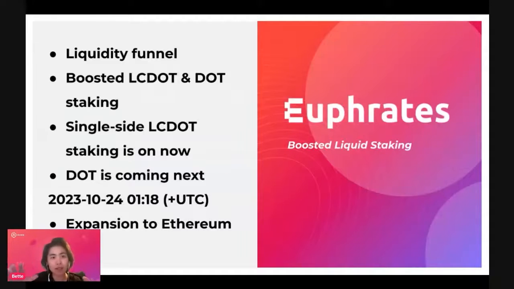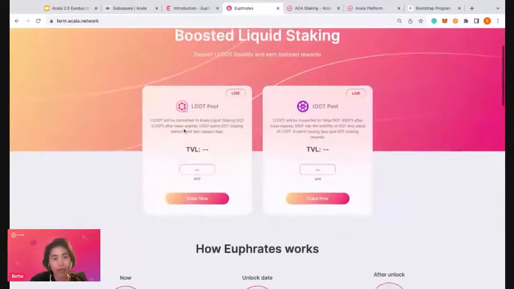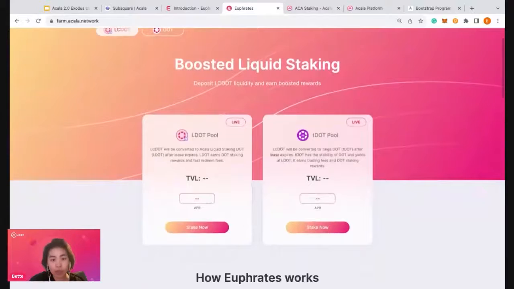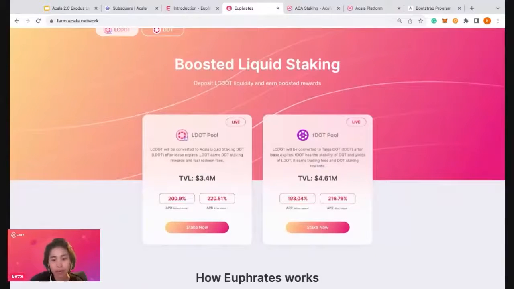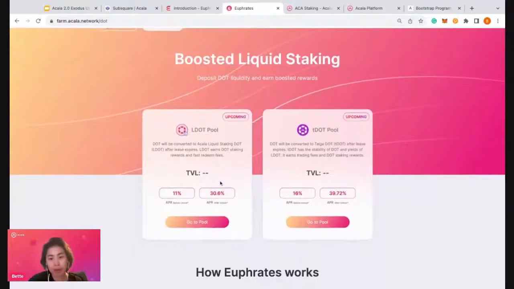It's built on top of the Acala EVM, where it provides boosted liquid staking for LCDOT and also for DOT that is coming soon. If you land on the LCDOT side, you'll be able to see the LCDOT pools there that you can participate in staking. And you can also now, it just came out on the DOT side. If you go to the DOT part of it, there are some projected TVLs there that are currently going through the governance vote that will be going into the incentives. So this is upcoming, right?